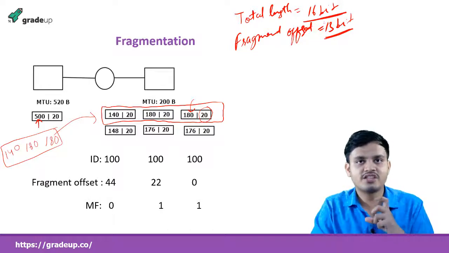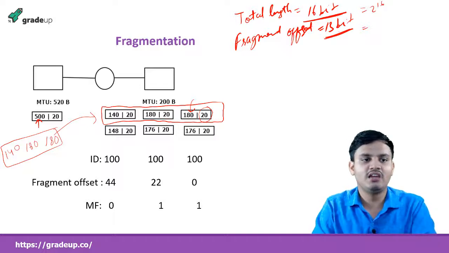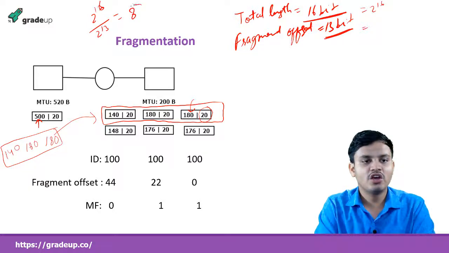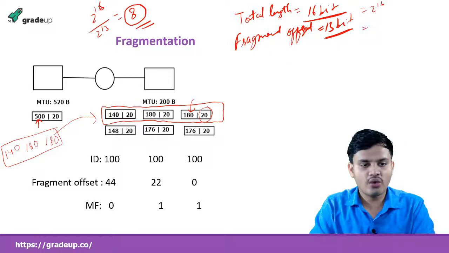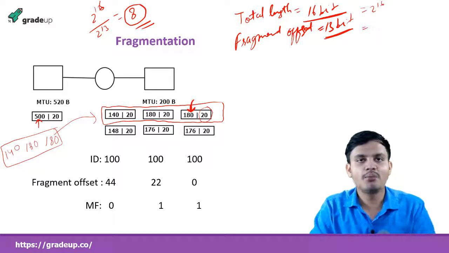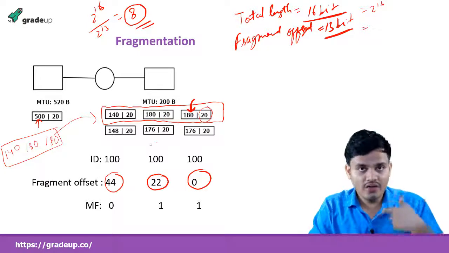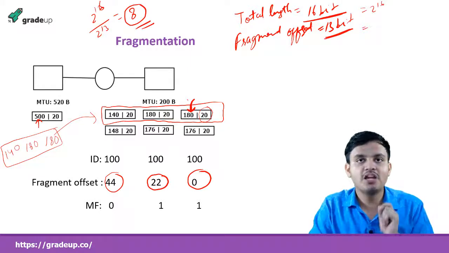But if the packet size is almost 2 power 16, then these 13 bits are not able to represent that. So we are going to use scaling again. How are we going to use scaling? 2 to the power 16 upon 2 to the power 13 is 8. So we are going to use the scaling factor as 8. Whatever we are sending should be a multiple of 8, because we are writing the fragment offset in this field.